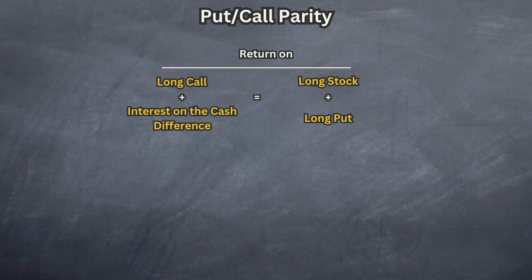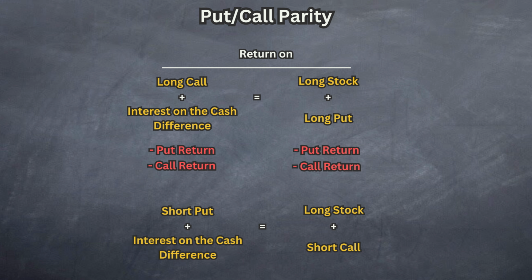And if you do some basic algebra to modify the formula, it states that a short put plus the interest on the cash difference is equivalent to long stock plus a short call. This was the basis of my video about the wheel strategy where we compared cash secured puts to covered calls. So because we're using basically the same formula in both videos, the spreadsheet we use will be very similar as well. You can find it right now in the video description.